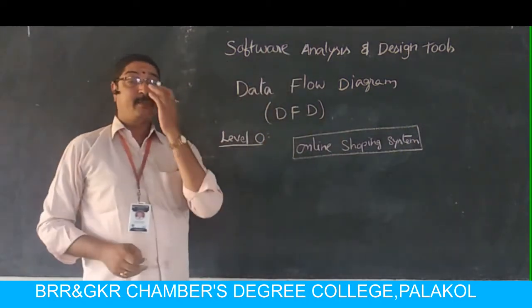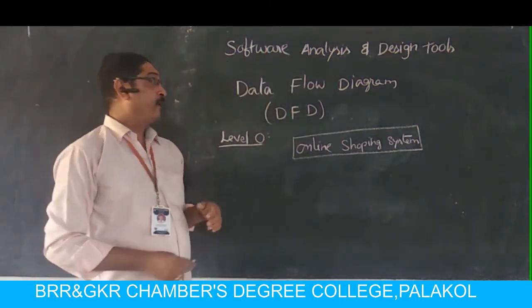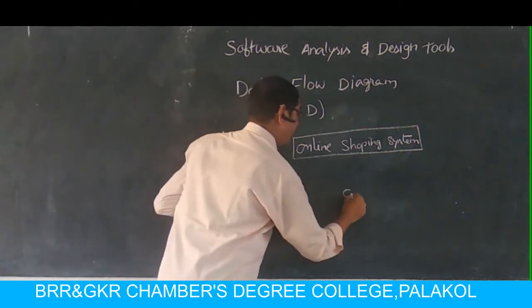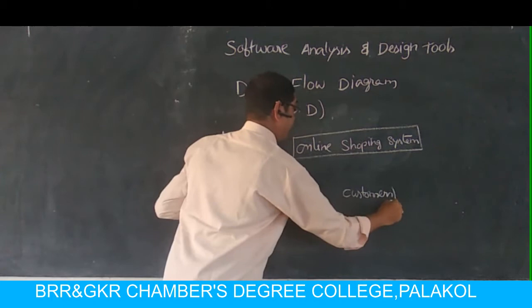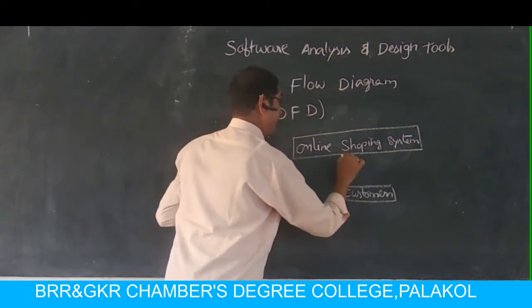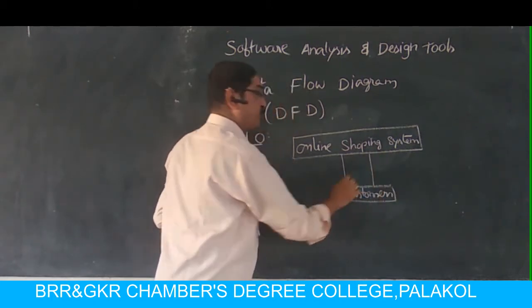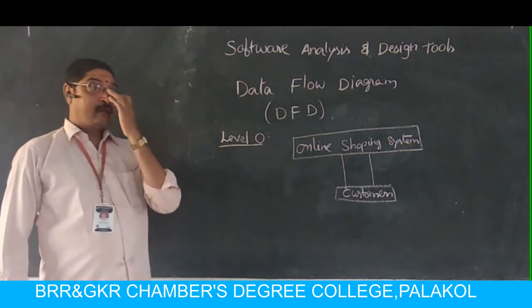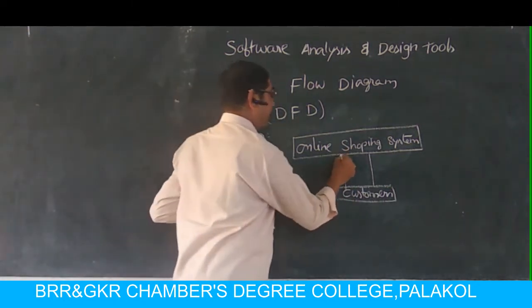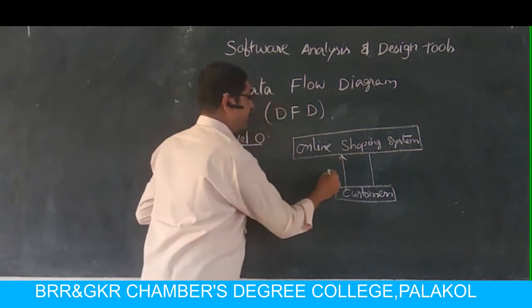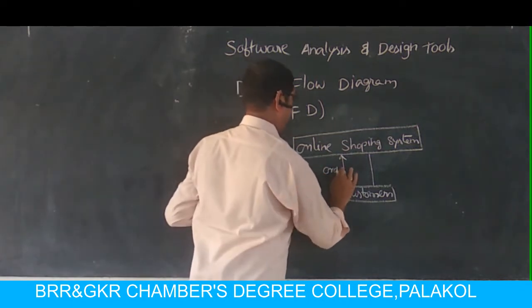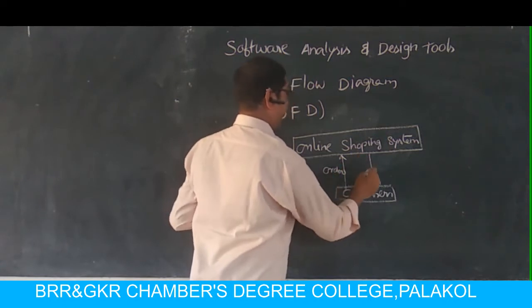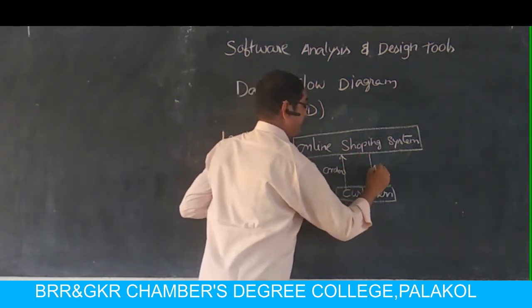So we have a system, an online shopping system. In this, we'll have customers. What is the relation between these two? In this, the customer will place the order.